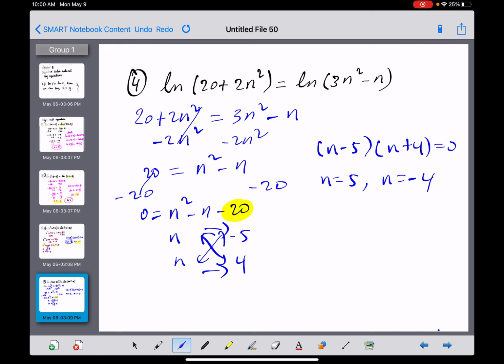So for this problem, if you did the math mentally, both answers will work. Because when you plug 5 in and negative 4 in, it will produce positive answers and not negative. So n is equal to 5 and n equal to negative 4 will work this time, okay?